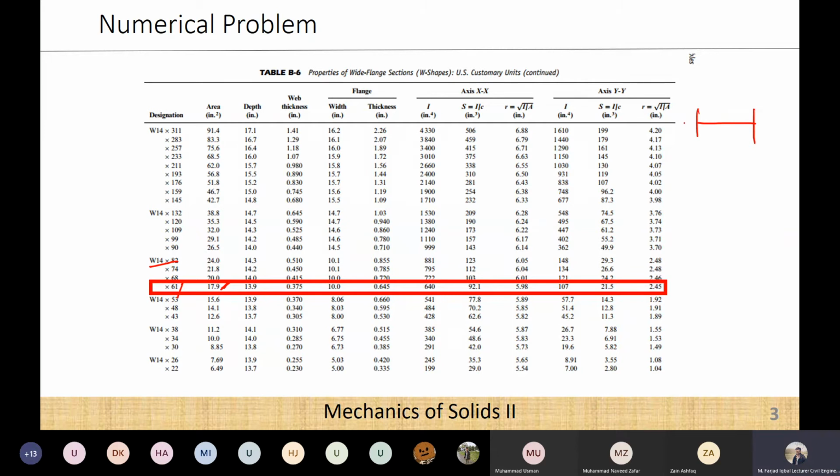This is our column, and for this column, this is the y-axis and this is the z-axis. In this section table, they have considered the z-axis equal to the x-axis. So the I factor for this column, where is that? This over here, that is 650 inch⁴ for this z-axis. The third factor we need is this S factor, which is 92.1 inch cube. So we will use these factors in this equation.